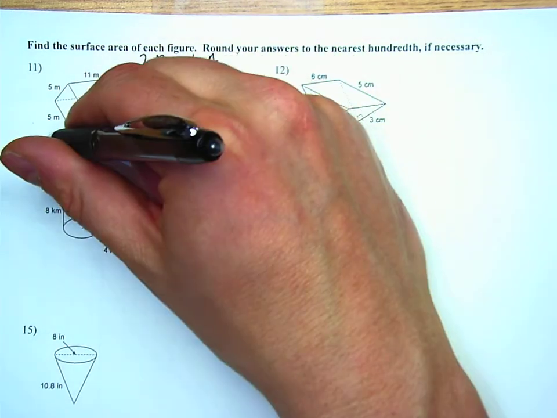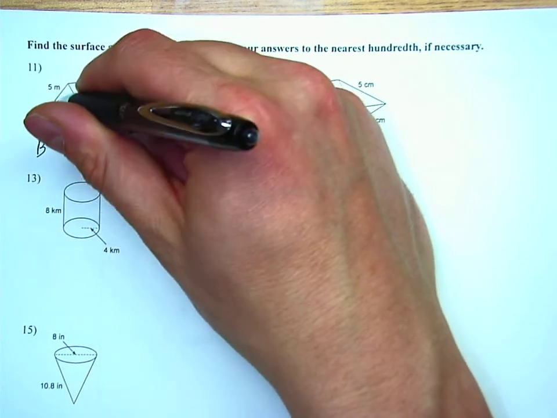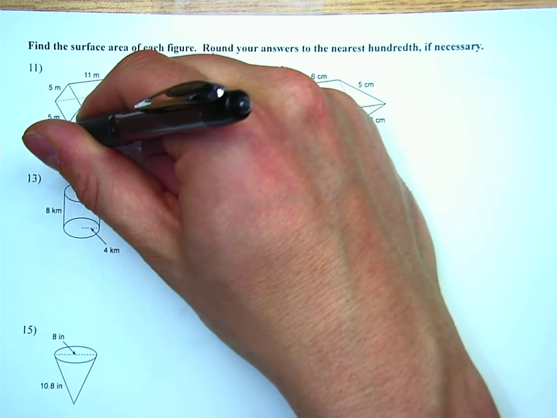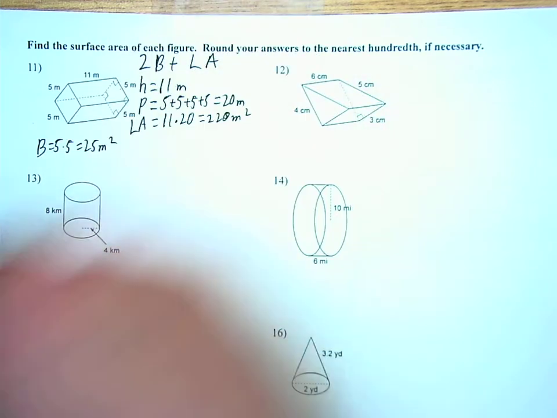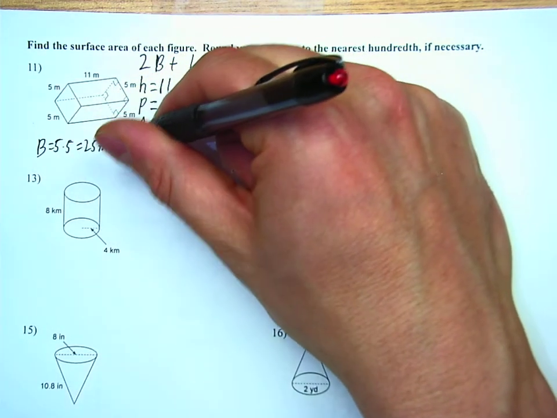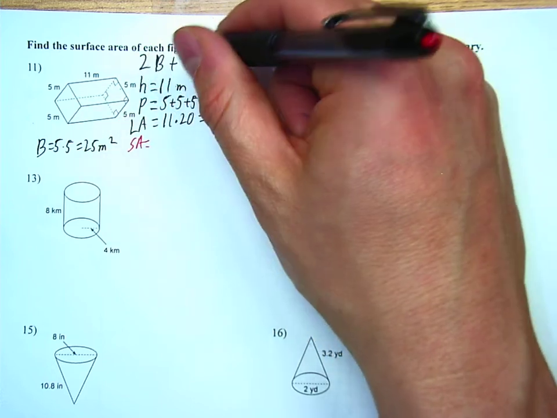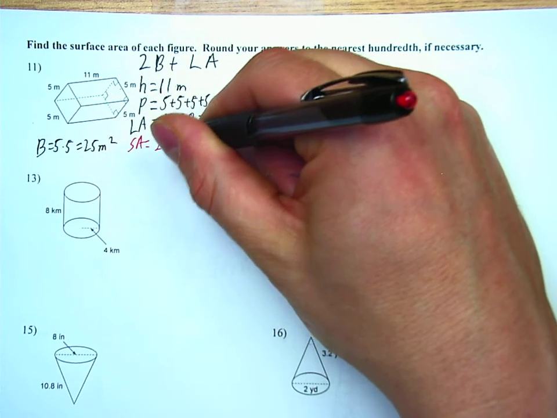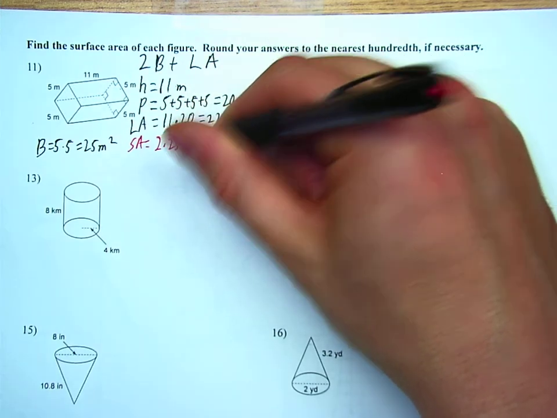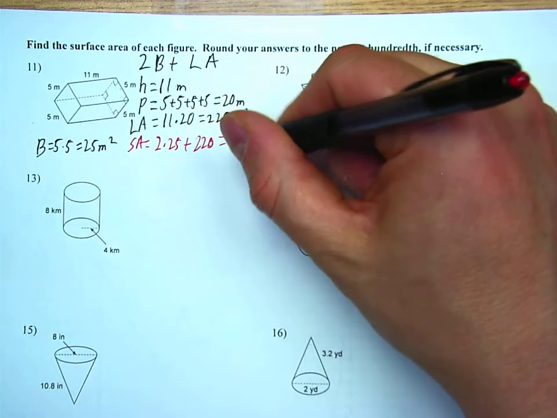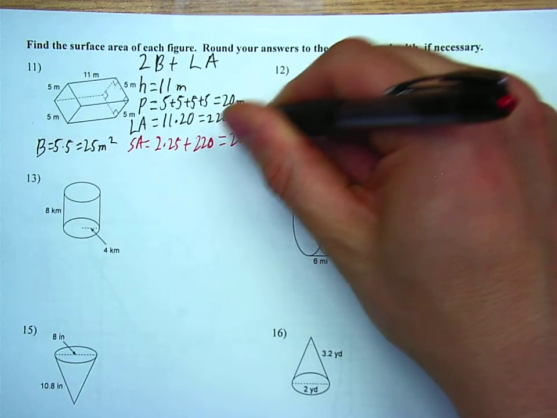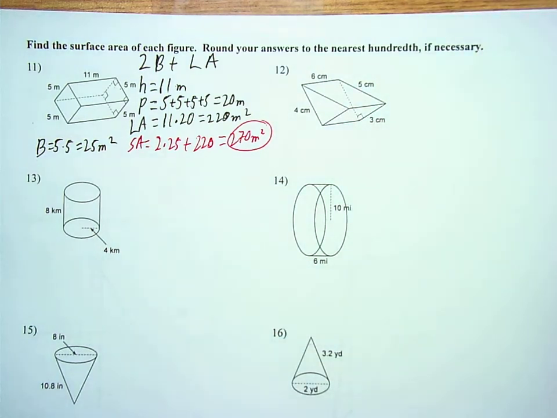Next item I have is the area of the base, which is the base 5 by 5, 25 square meters. And then the finished answer here, the surface area is equal to 2 times the base plus the lateral area. 2 times 25, which is 50, plus 220. So 50 and 220 is 270 square meters for question 11. That's the organization of the work that I should see on this, as well as question 12.